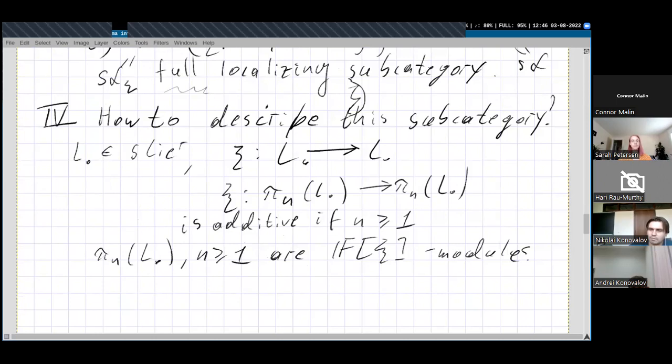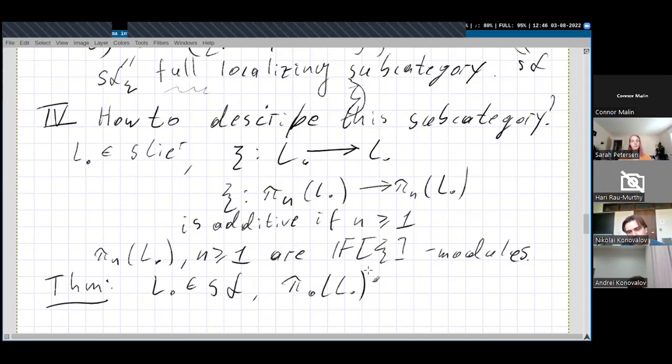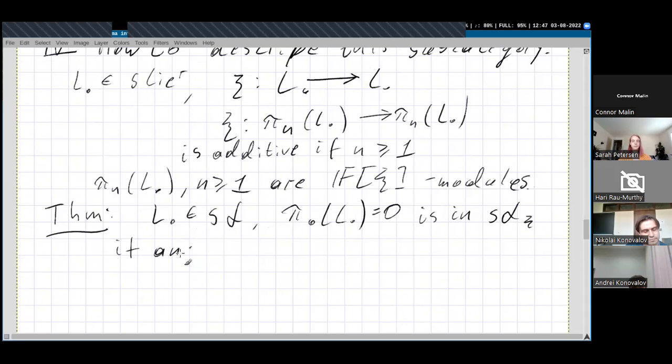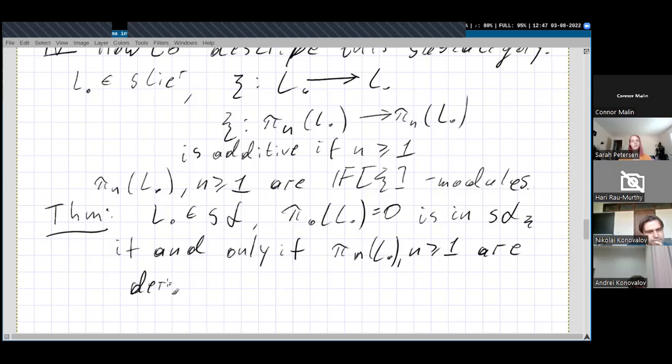Okay, and now the statement. If you have an F psi module, you have the notion of completion at some ideal. And this is well behaved. So now a theorem, which is going to be the last one: a connected algebra is in this subcategory if and only if all its homotopy groups are derived complete F psi modules.